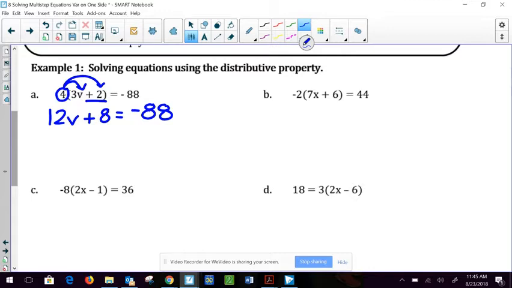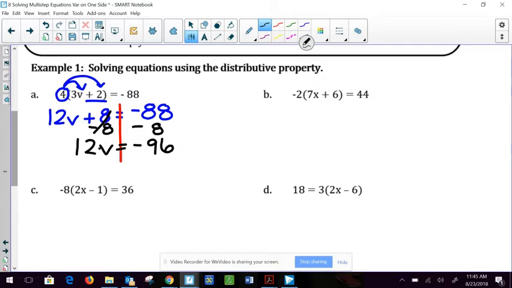The rest of this looks just like the problems that we did the other day. If you have plus 8, how do you move that to the other side? You would just simply subtract it. So minus 8, you end up with 12v is equal to negative 88 minus 8 gives you, man, you're on fire today. It gives you negative 96. Great job.